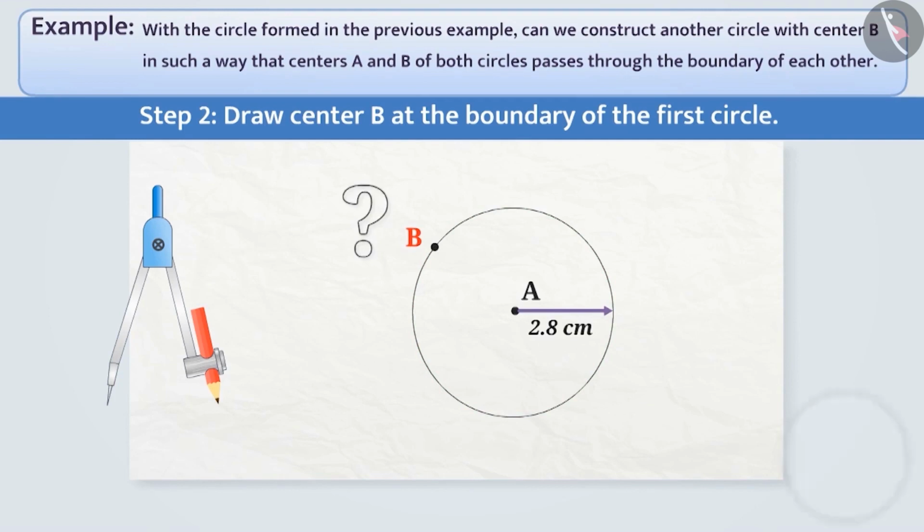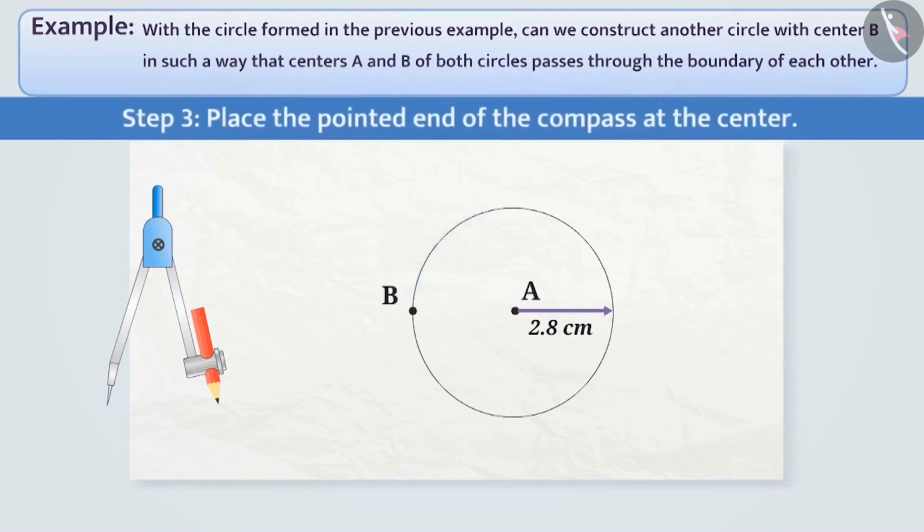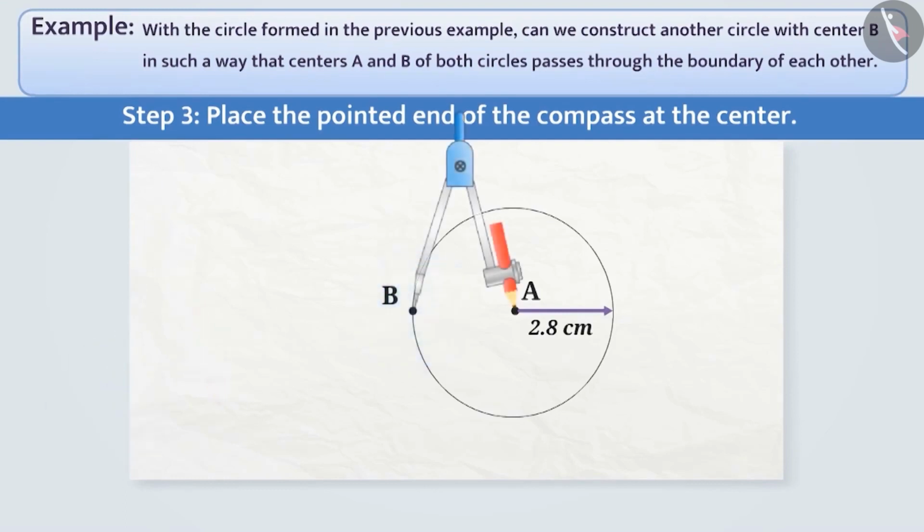Can you explain why? Think a little. Absolutely right, because any point taken from the center A to the boundary of the circle will be at equal distance. Step 3. Now, we will place the pointed end of the compass at the center B.